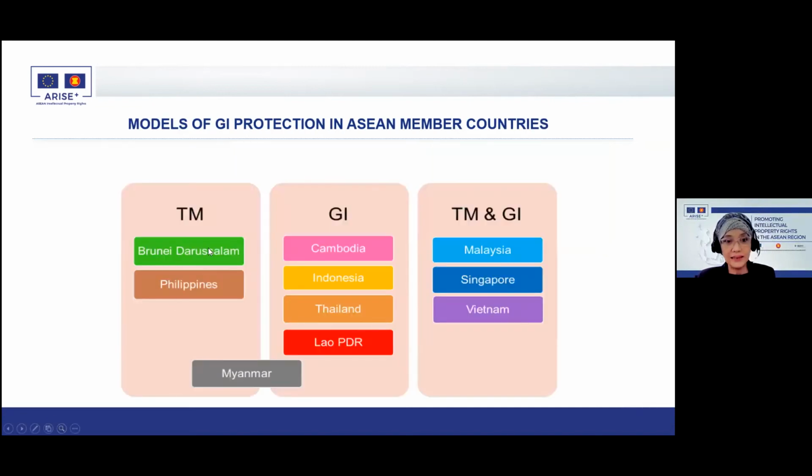Now, these are the models of GI protection in ASEAN member countries, from the latest data I've got from the RISE Plus team.